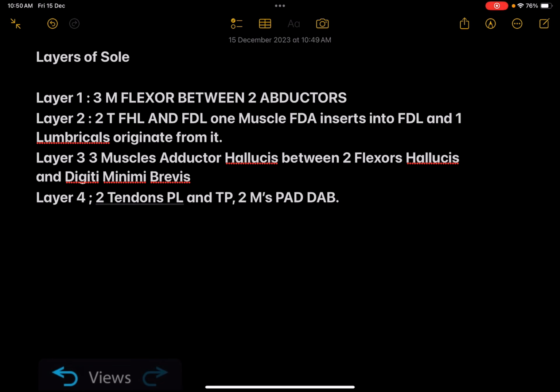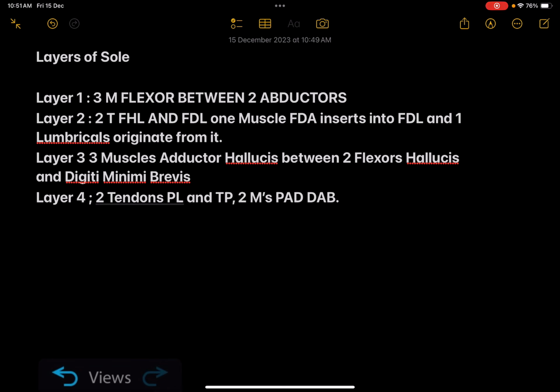Layer 2, 2 tendons and 2 muscles. The tendons are flexor hallucis longus going to the toe, flexor digitorum longus going to the digits. Muscle inserted into flexor digitorum longus is flexor digitorum accessorius, and muscle which originates from flexor digitorum accessorius is lumbricals.